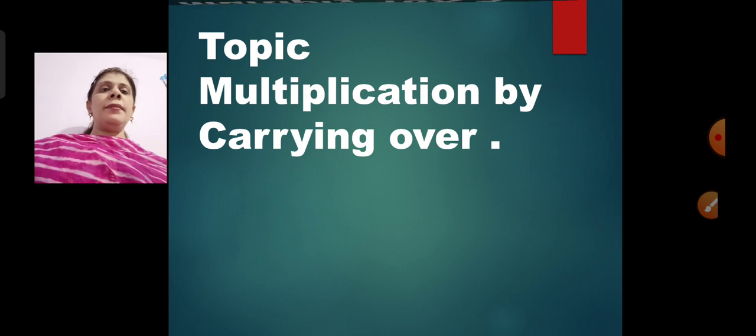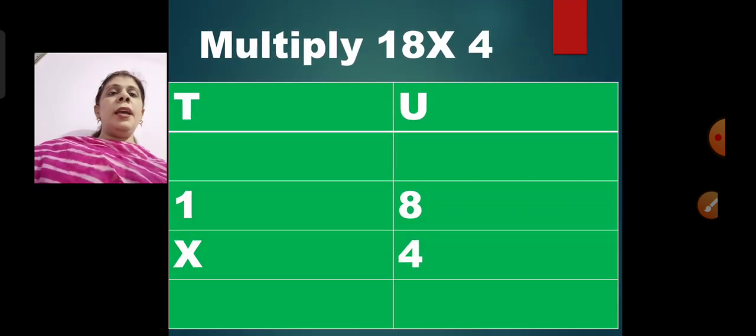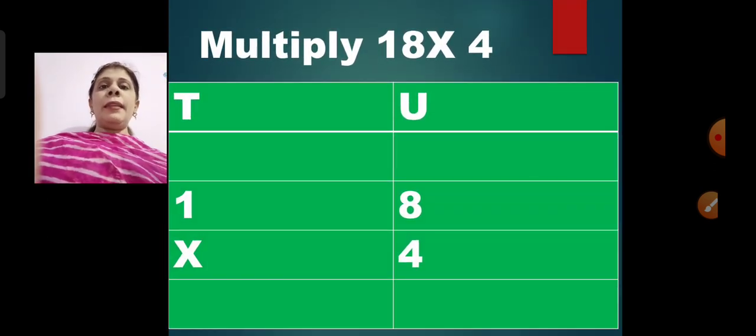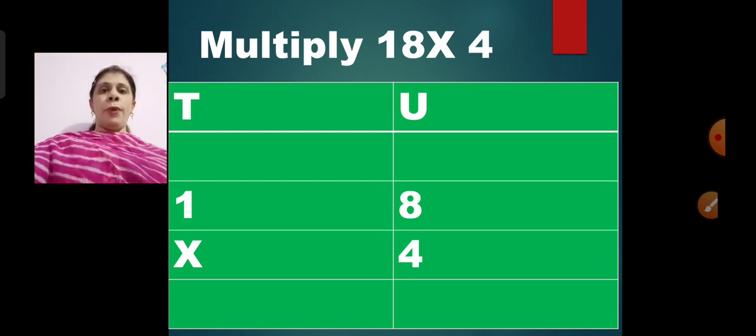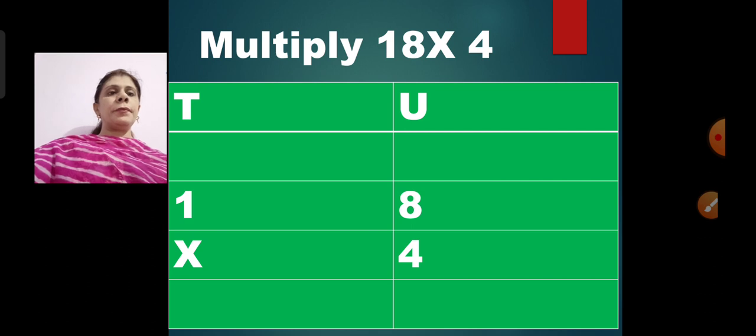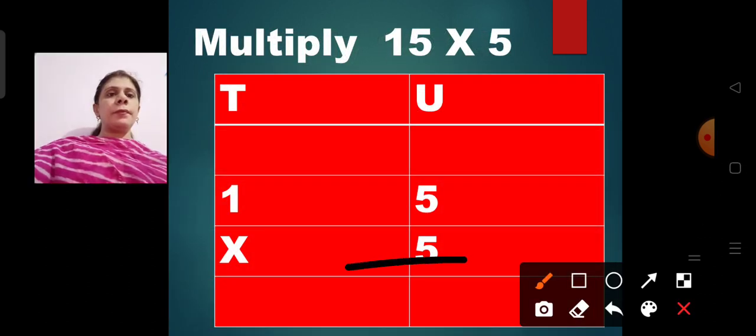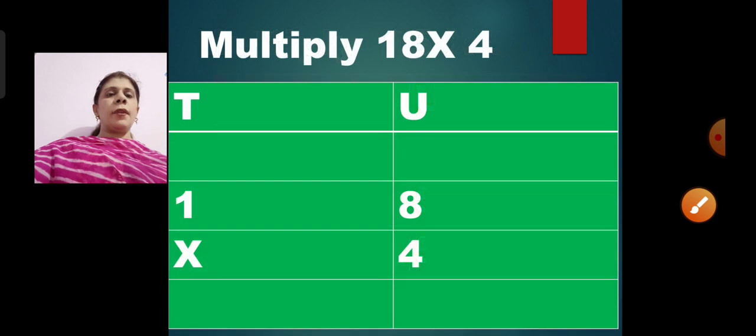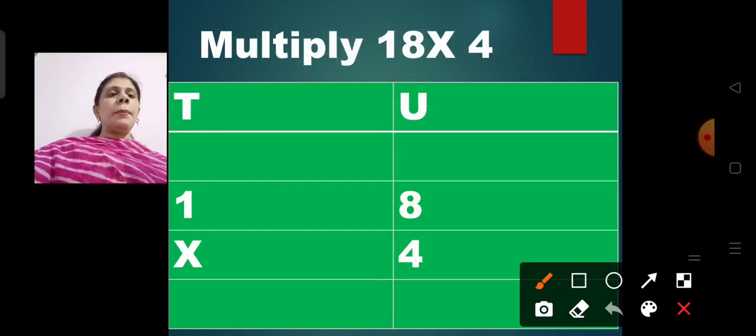Let us start with our first sum. Our question is multiply 18 into 4. The numbers are arranged according to tens and units. Let us multiply, children.